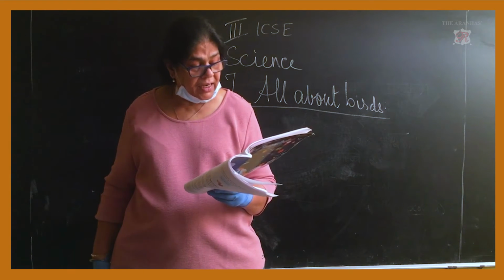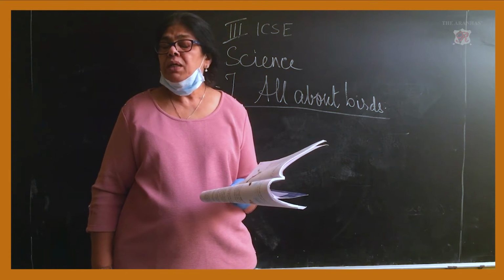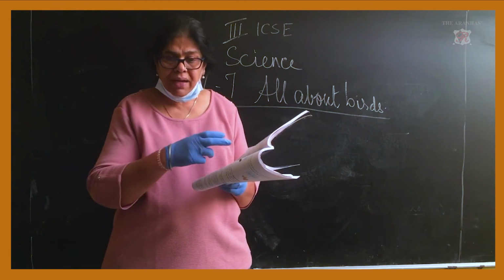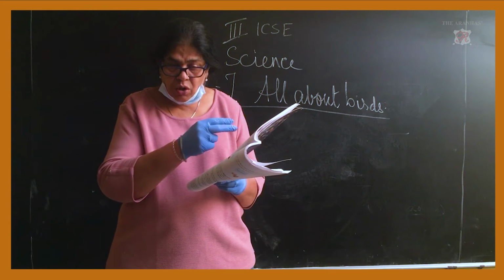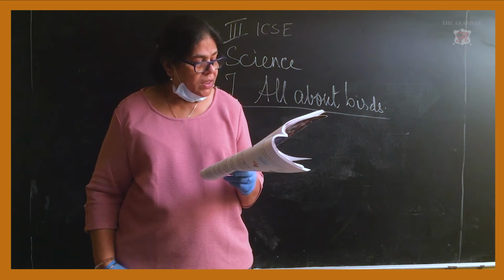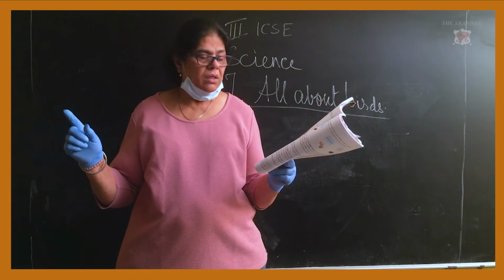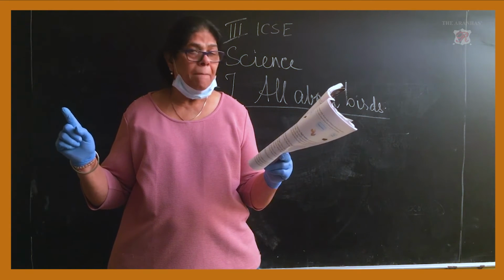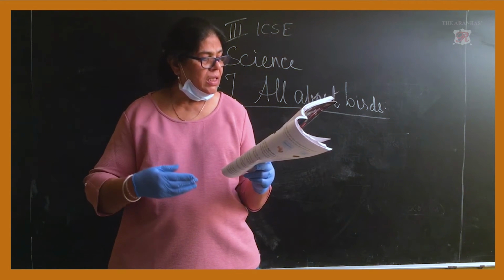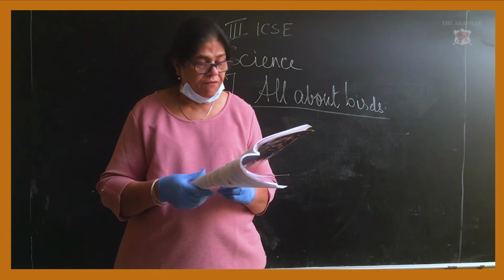It can change its direction. A bird has a streamlined body, you must remember. A bird's body is streamlined. Streamlined means it's narrow on top, broad in the center, and narrow at the back. So it has a streamlined body pointed at two extremes. The two extremes are pointed and rounded in the center. Such a body makes it easy for the bird to fly.